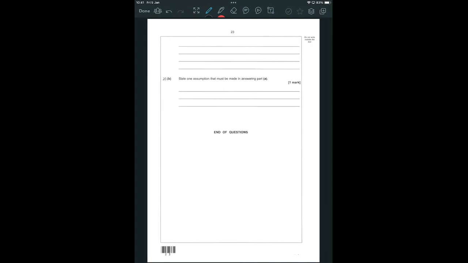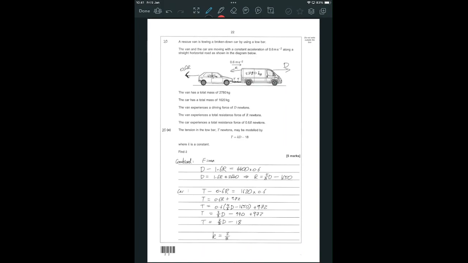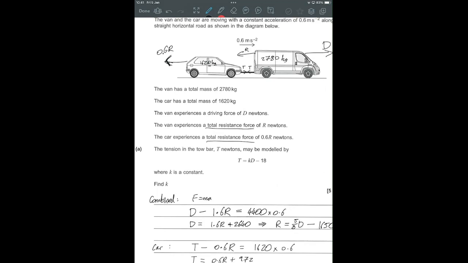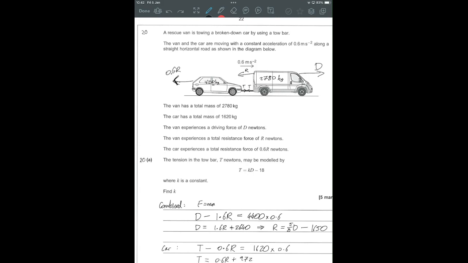State one assumption that should be made in answering part A. So what did we assume here? And we need to be careful not to give an assumption which has already been stated. So for example, the assumption of there is no air resistance is completely invalid because we've been told about total resistive forces. So saying no air resistance is invalid because we've modelled that. All of that is in the question itself. So if we can't have no air resistance, modelling as particles isn't really that relevant in this question.